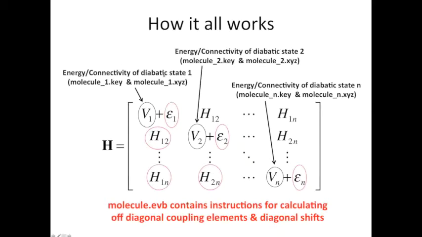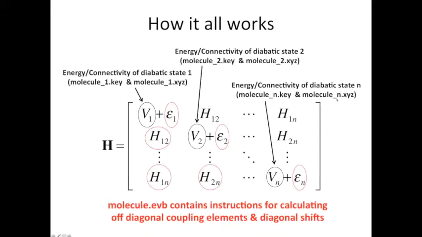Okay, so how it all works, this is just a quick schematic, which is probably pretty obvious. Effectively, if I have a matrix spanning 1 to n, I'm going to have 2 files for each of my diagonals, right? Molecule_1.xyz and molecule_1.key, molecule_2.xyz and molecule_2.key, and so on through molecule_N.xyz and molecule_N.key.